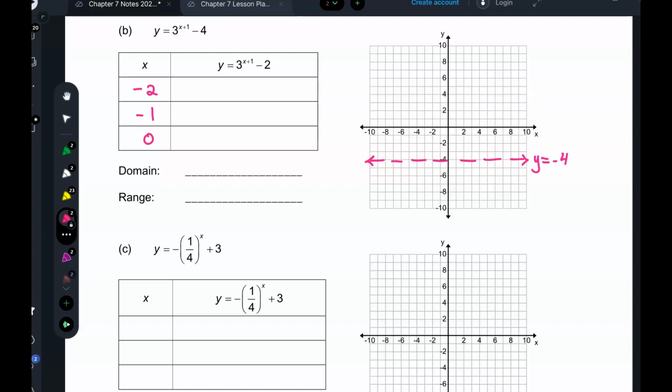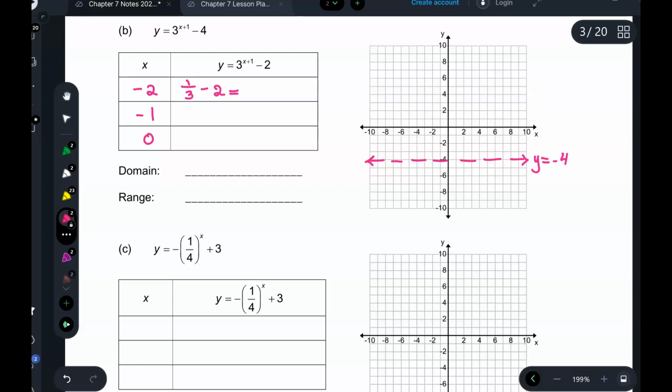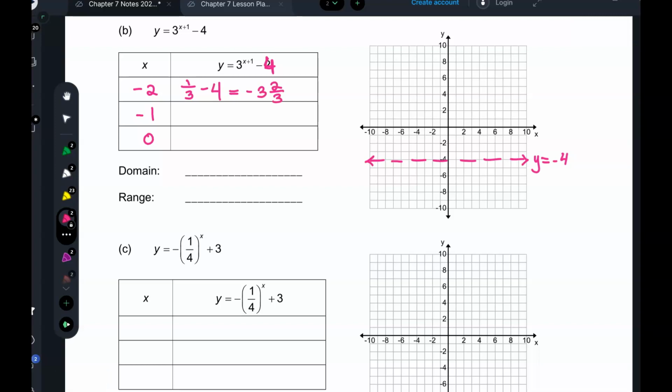So if I plug in -2, what's that give us? That'll be 1/3 minus 2, which is -1 2/3. I'm confused now because it's -4 and this is -2. Oh, you're right. This should be a -4. Sorry. That's a typo. So actually -3 2/3. That's better.